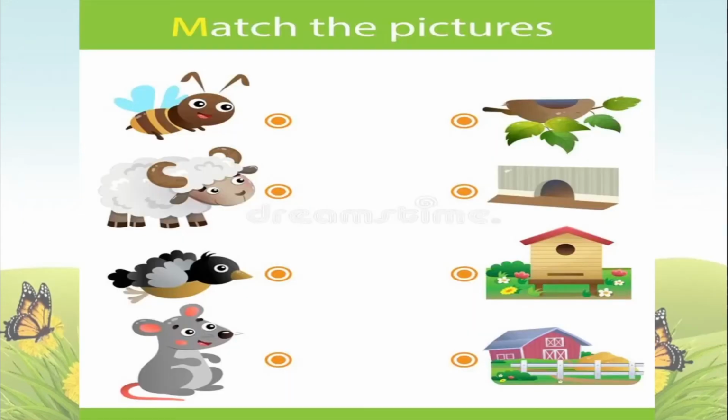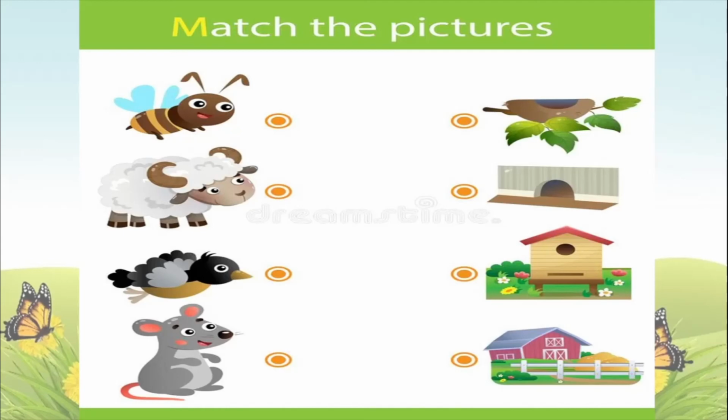Now let us do a very interesting exercise before we end the lesson. There is a similar exercise in your textbook also, children, which you can do. This is another fun exercise for you where we will try to match the pictures. So what are there in the pictures? On one side you can see various types of animals and on the other side you can see their shelters. So come on, let's try and match them now.